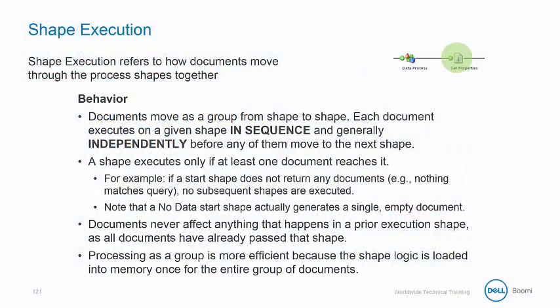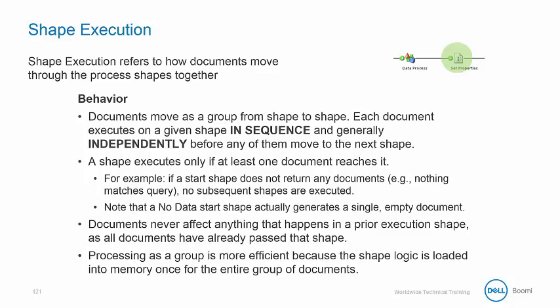With shape execution, all documents are processed by a shape, then all documents move on to the next shape. But documents by default do not flow through a process one by one. Instead, they flow through as a group. The documents move together from one shape to another, and then wait for all documents to process in that shape before moving on to the next shape together.